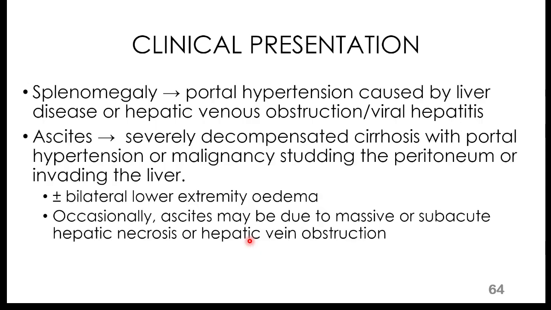Okay, I think we can skip most of this. Yeah, the spleen might be enlarged due to the portal hypertension caused by hepatic venous obstruction, right? So hepatic venous obstruction might lead to obstructive jaundice. Okay, it will also affect the spleen, and the spleen might be larger than usual.